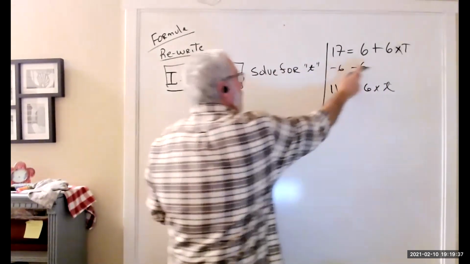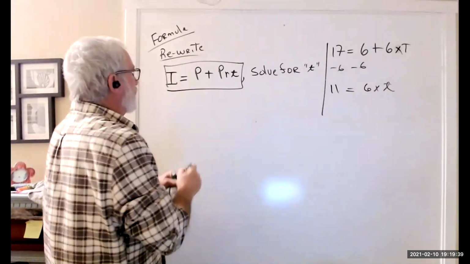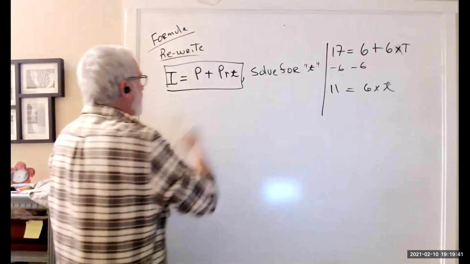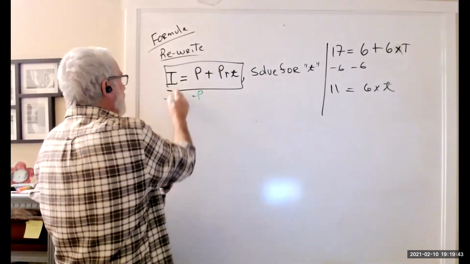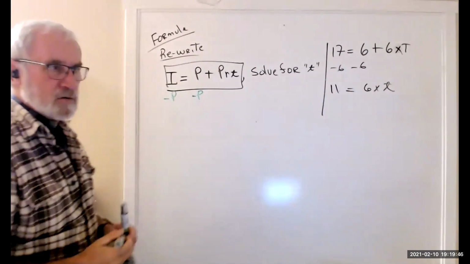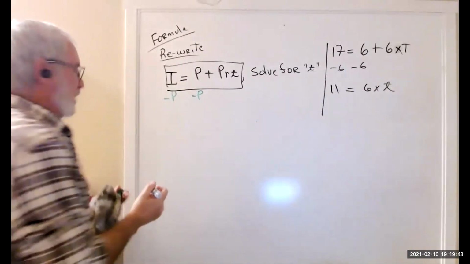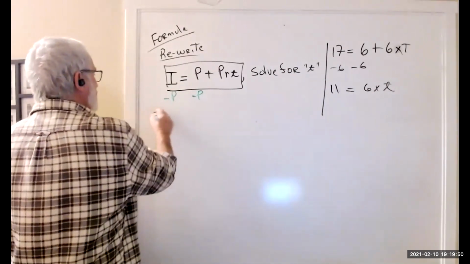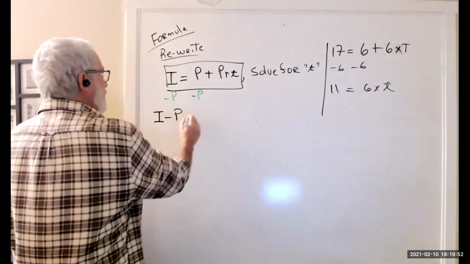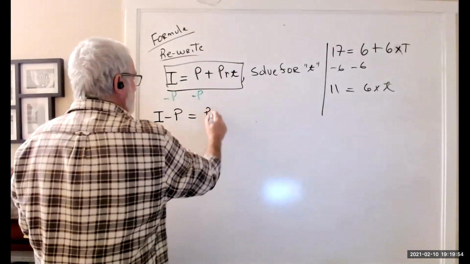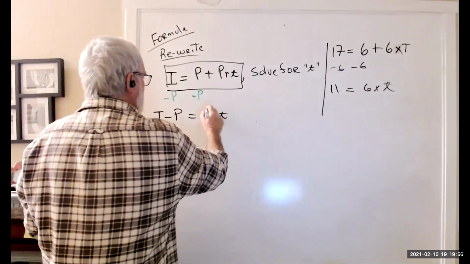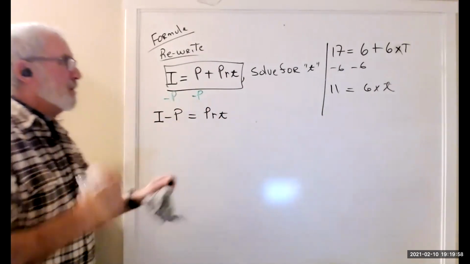So what is 6 over here? Well, it's this P. I'm going to take away P from both sides. So that gives me I minus P equals PRT. That would be my first step.